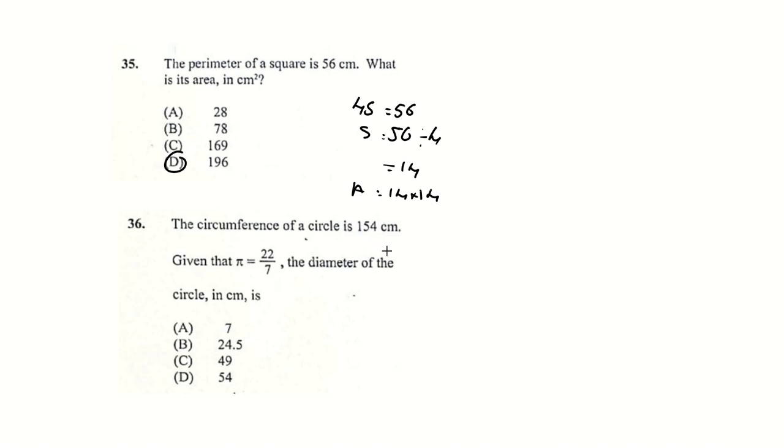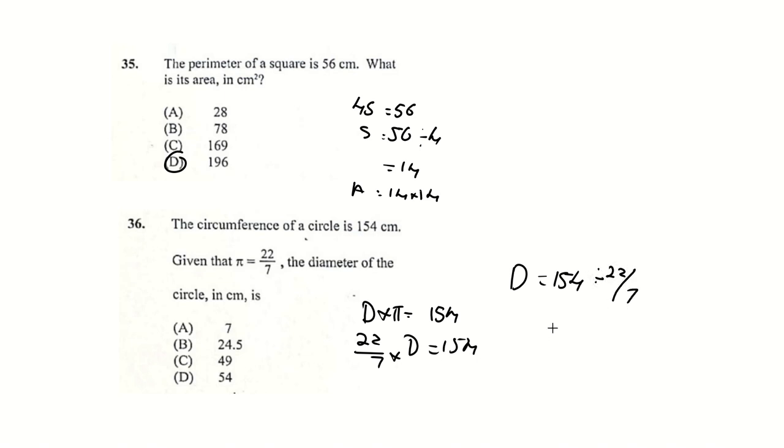The circumference of a circle is 154, given that pi is 22/7. The diameter times pi is equal to your circumference. So that's 22/7 times the diameter is 154. So your diameter is going to be 154 divided by 22/7, which is 154 multiplied by 7/22. And we did a question like this. The answer is here, 49.